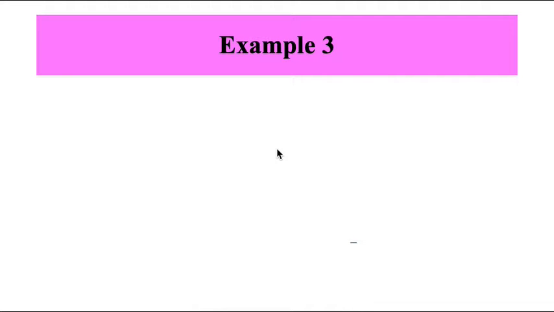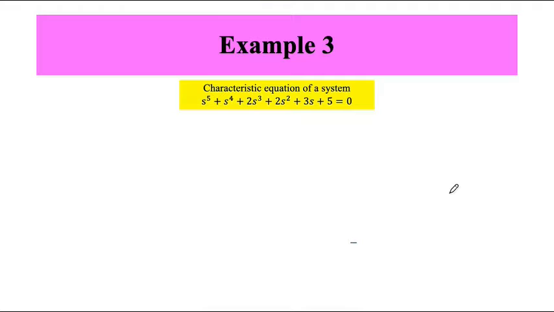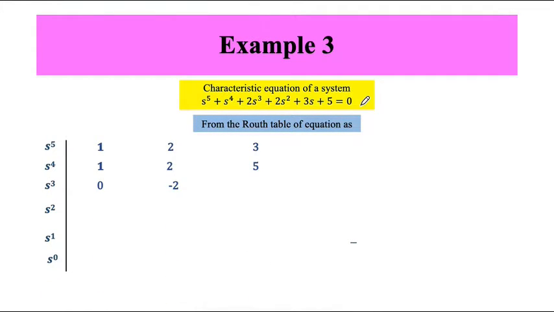Now we can solve a problem if the first element of a row is 0. Let's consider the characteristic equation of the system: s to the power 5 plus s to the power 4 plus 2s cube plus 2s square plus 3s plus 5 is equal to 0. Now the Routh array: the first coefficient of s to the power 5 is 1, then alternately 2, 3, so I put them, then I have 1, 2 and 5, I put those values also.